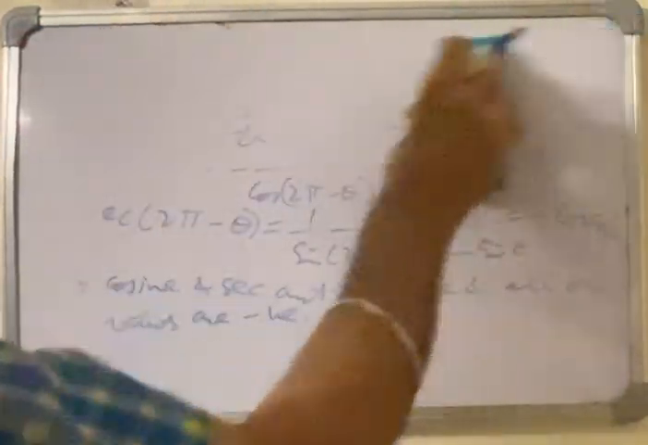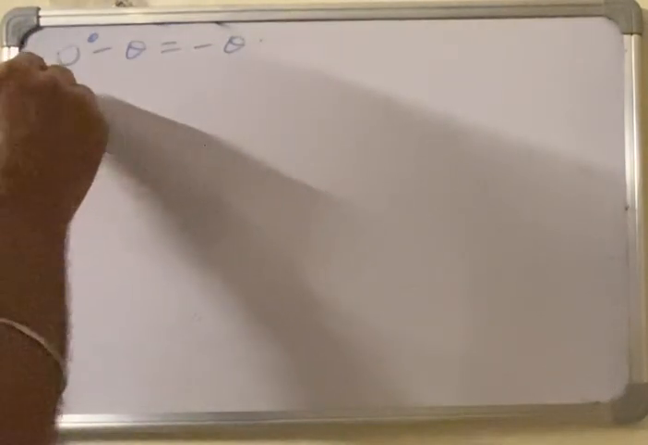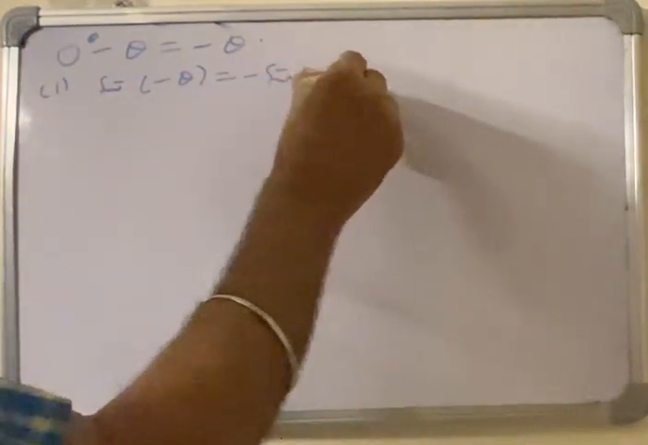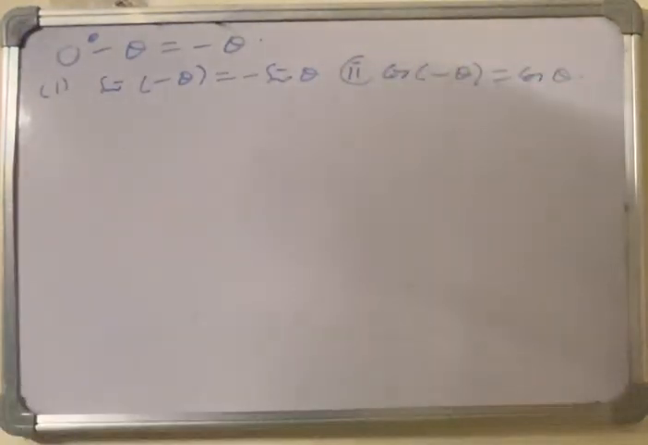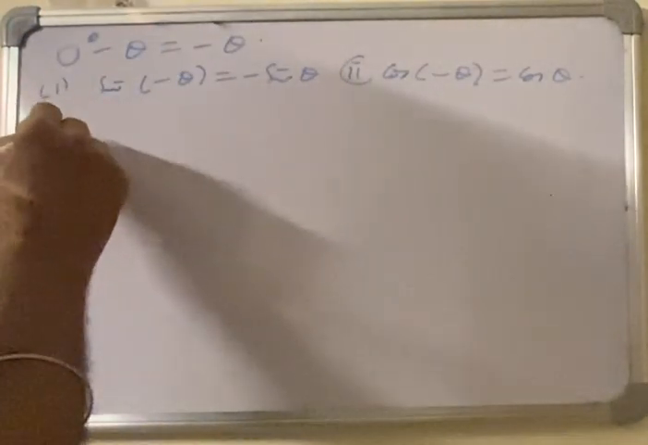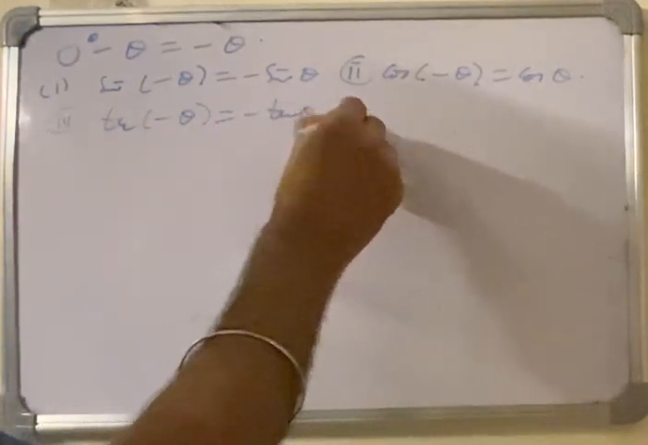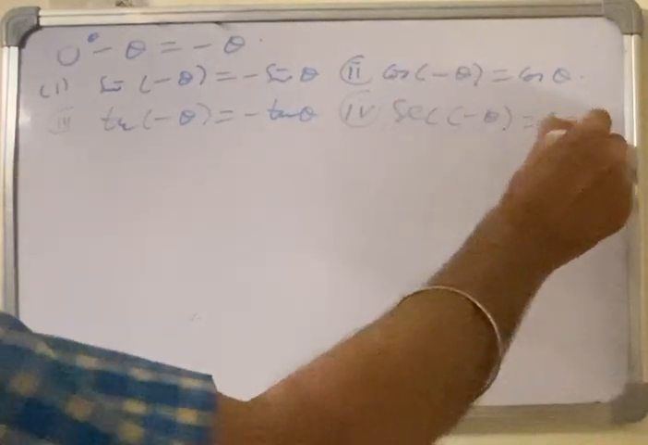The next angle is minus theta, which we can write 0 degree minus theta, which is minus theta. This we have already done. In the very beginning, we have seen that sine minus theta is minus sine theta. Cos minus theta is cos theta, because in the fourth quadrant, cos is positive. Third, tan minus theta is minus tan theta. Fourth, secant minus theta is secant theta.